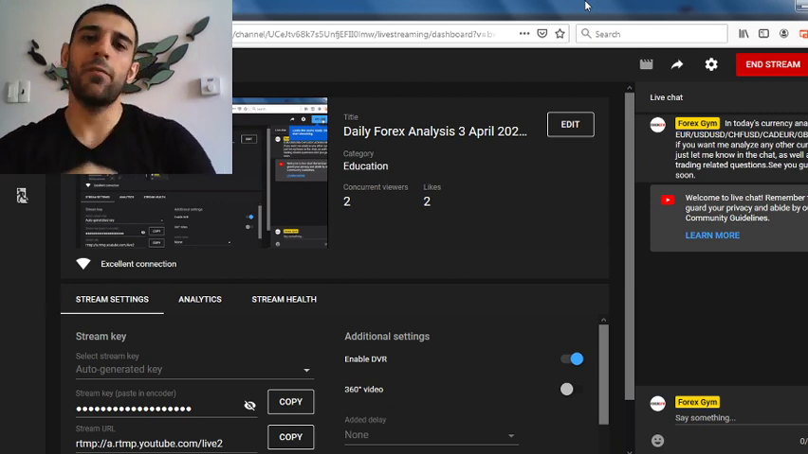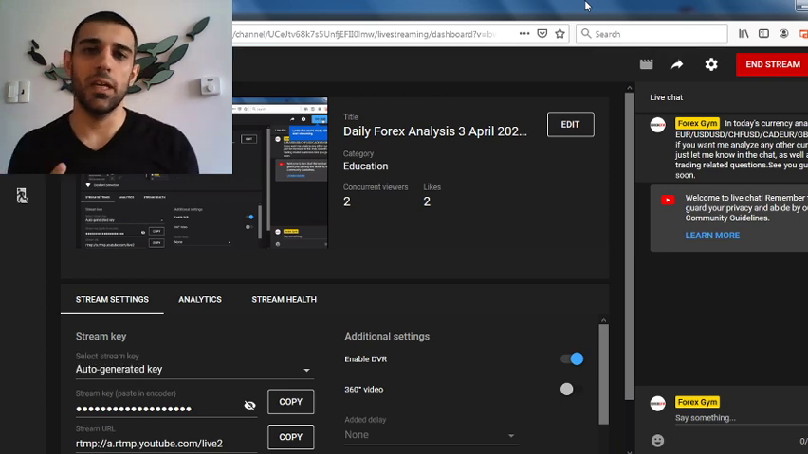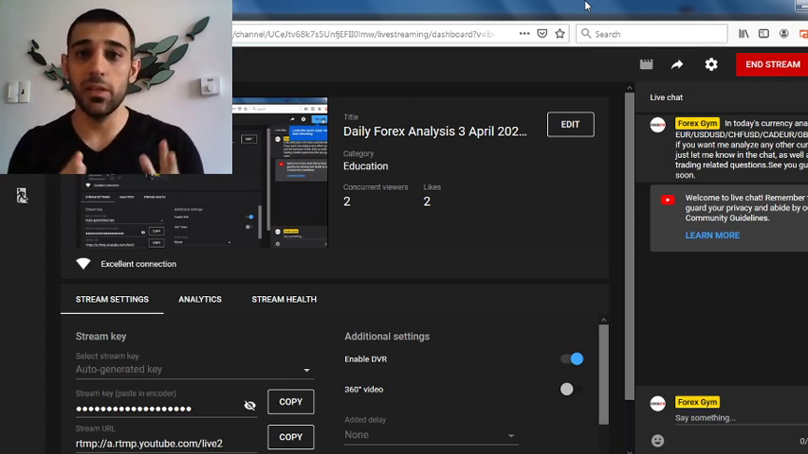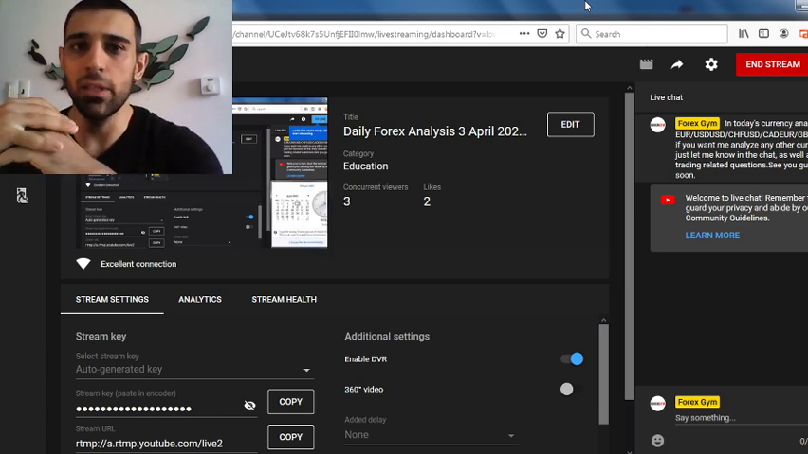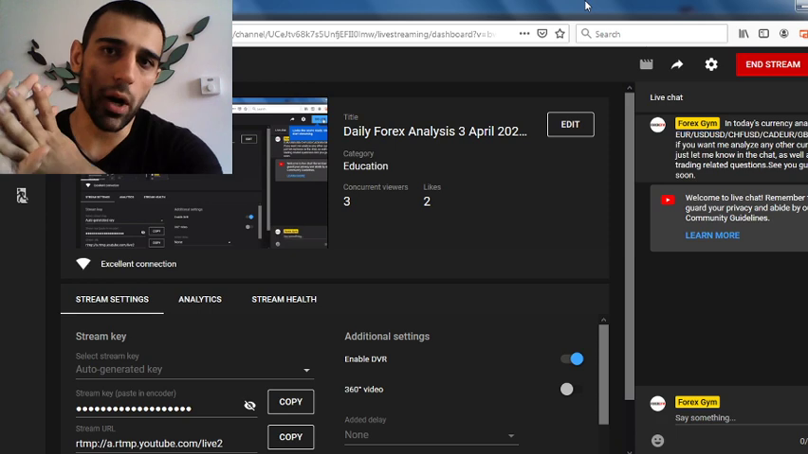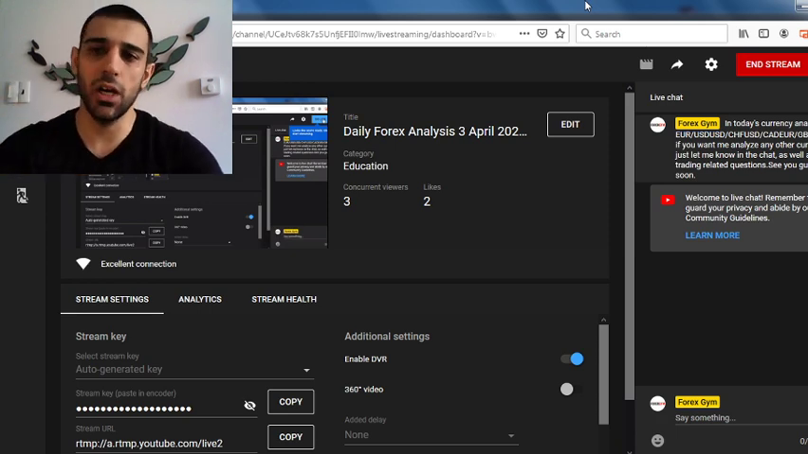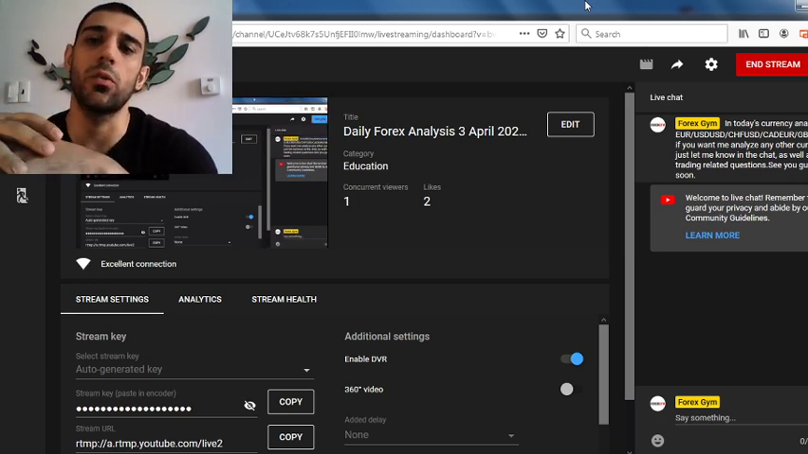So this is a live daily Forex analysis for 3rd of April 2020. We're gonna jump in and start analyzing the currencies. I'm gonna start with the 4 currency pairs I mentioned on my chart before, so I'm going to go through this again.